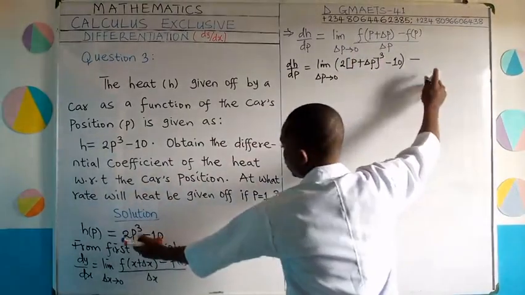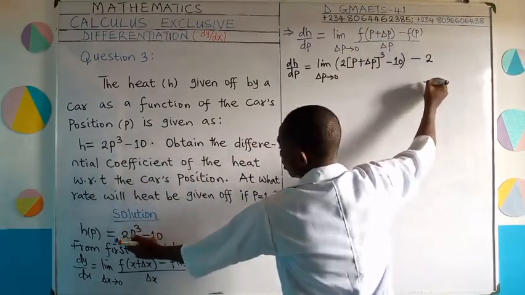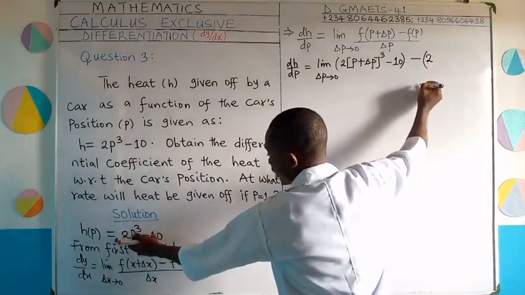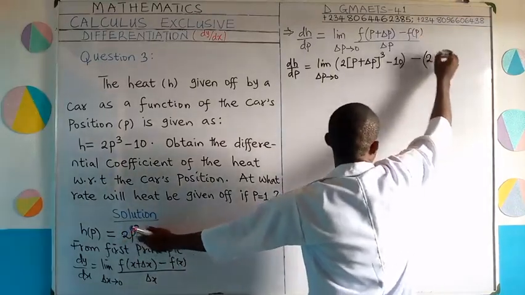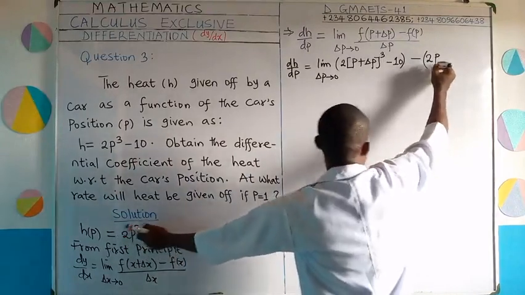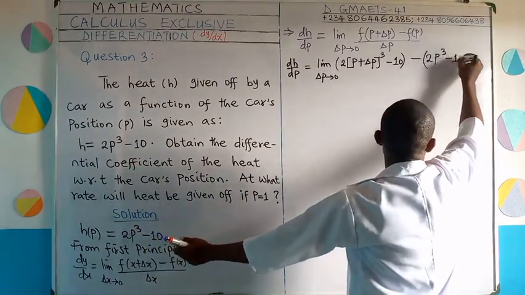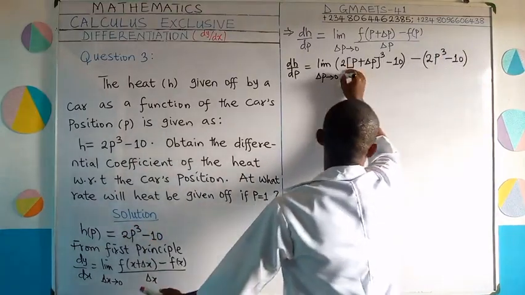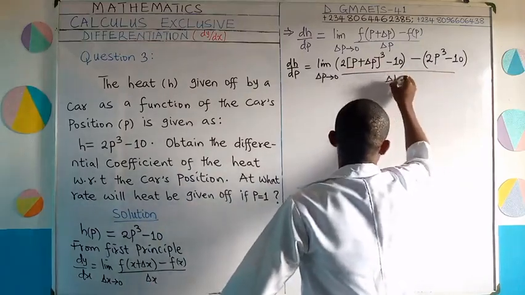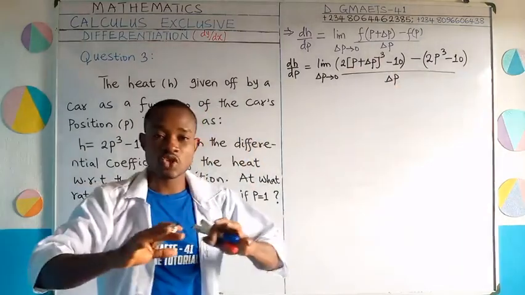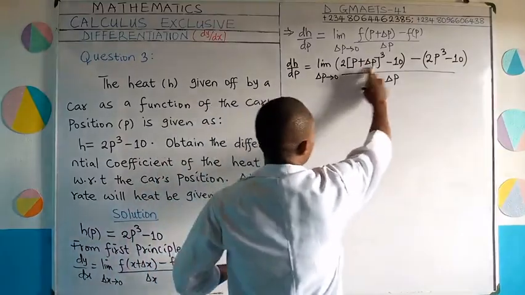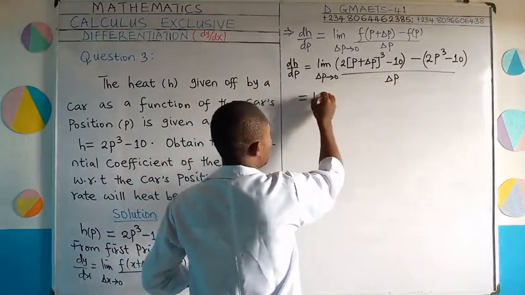So coming to this is the function. I'm going to write 2. It has to be enclosed in brackets. Then in place of this p, I'll fix this p there, and then it will be raised to the power 3 minus 10. I'm going to divide all of this by delta p. Now what is left is just to simplify. I'm going to open up these brackets. Let's see what this is going to be.